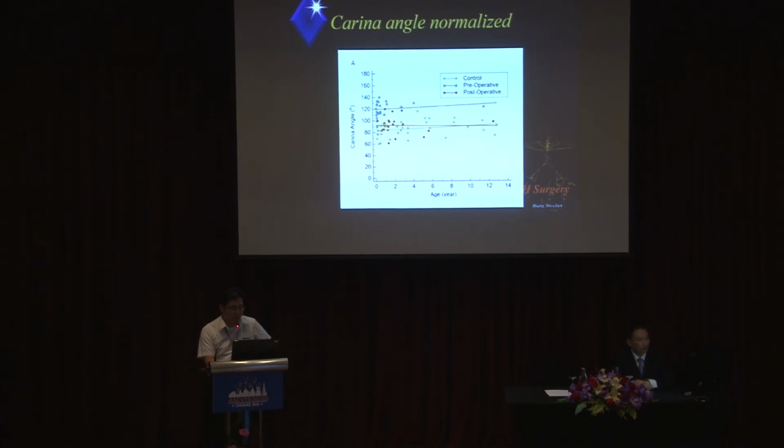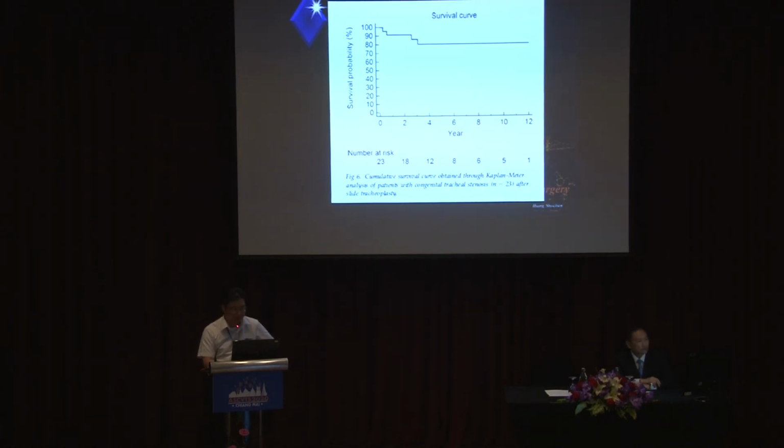We can see that before surgery, the tracheal stenosis group has a larger angle than the normal, and after surgery it becomes the red line. It almost overlaps with the control group. So we think that after the surgery, the length and the carina angle of the trachea were normalized.